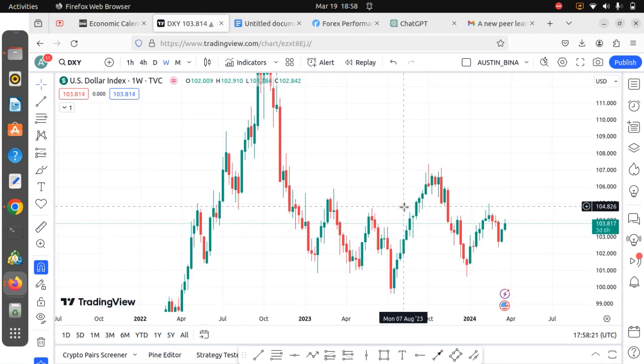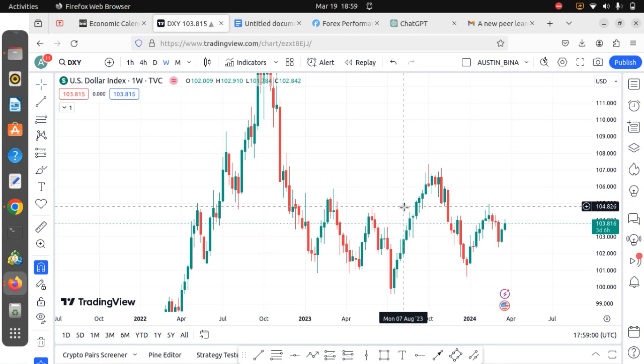Studying the DXY, if you know the directional bias of DXY, it will enable you to easily forecast other currencies or other pairs, something like GBPUSD. It will be very easy for you to know the direction of GBPUSD since DXY and GBPUSD are opposites. If DXY is buying, GBPUSD will be selling. That is just how it is.